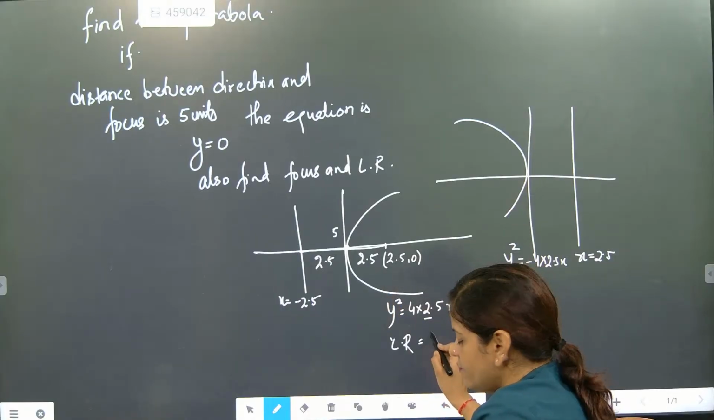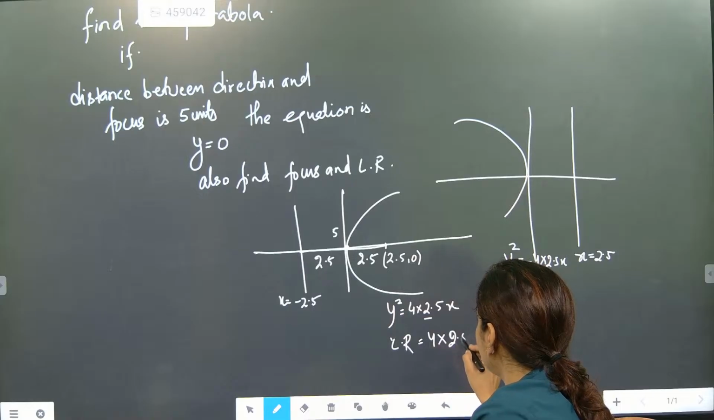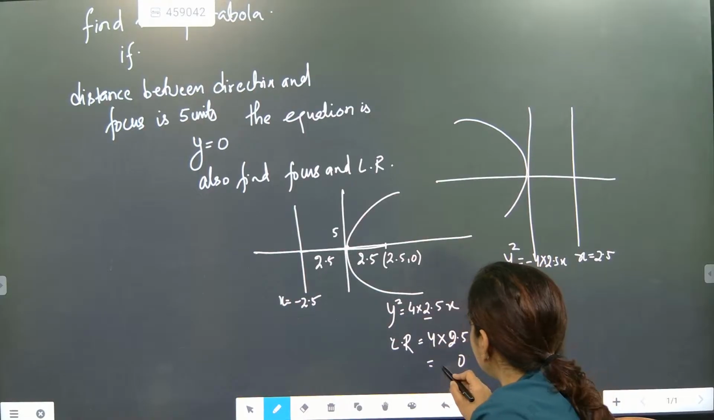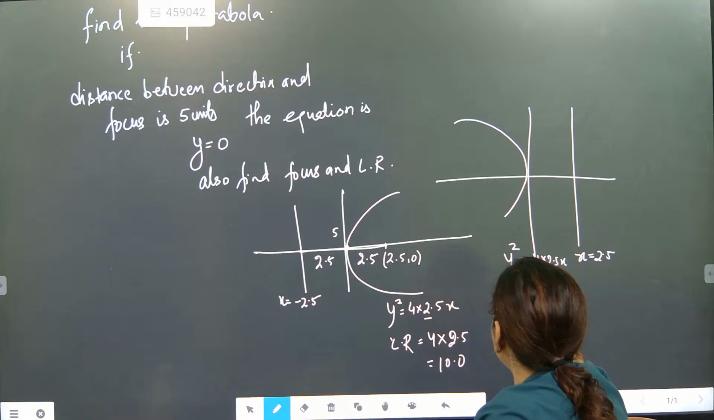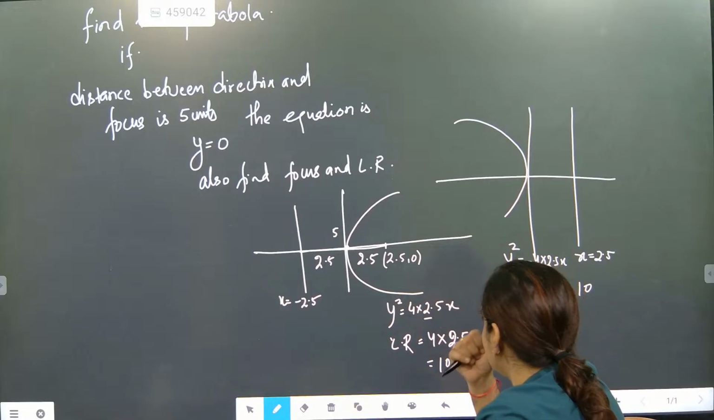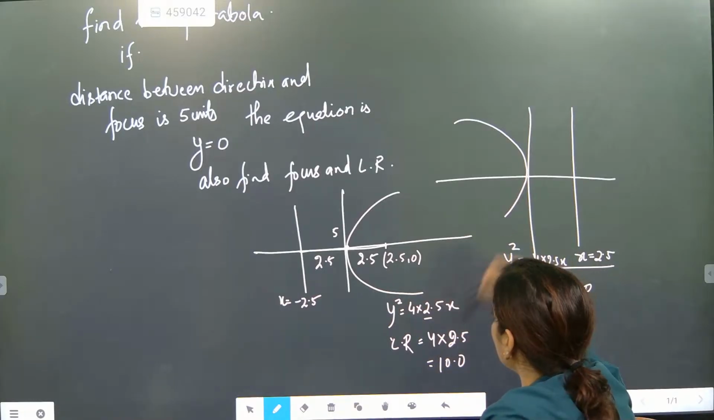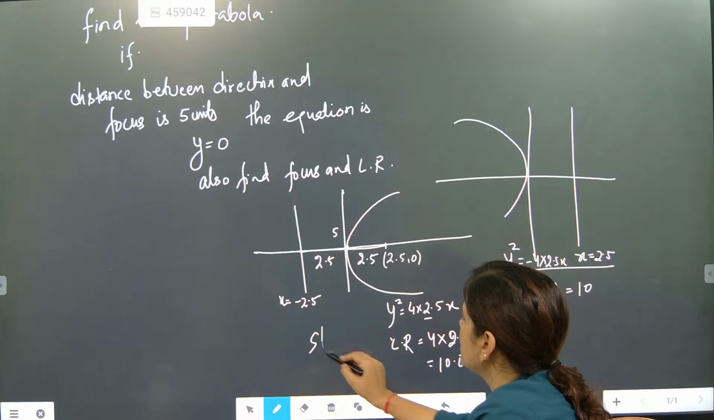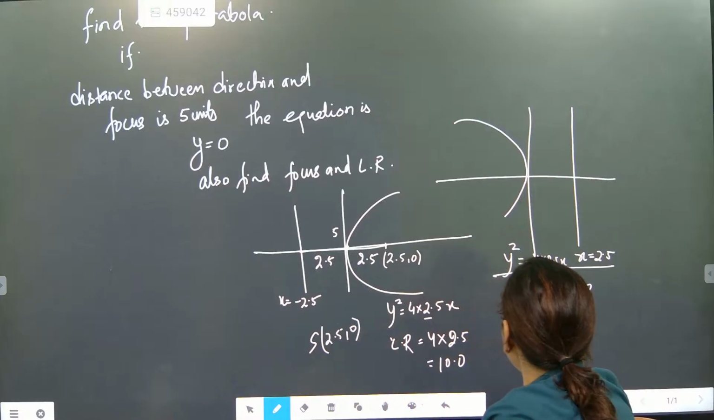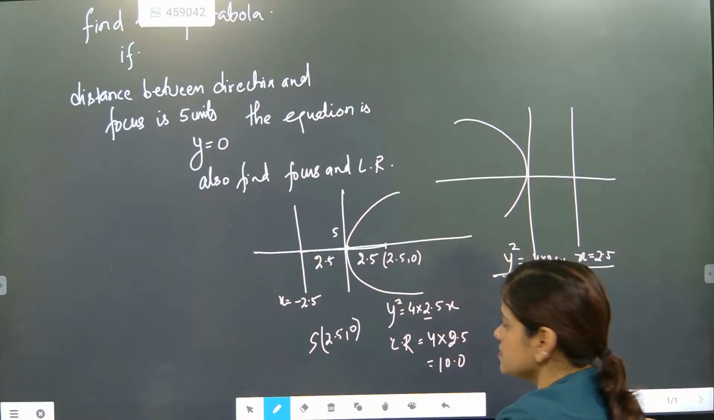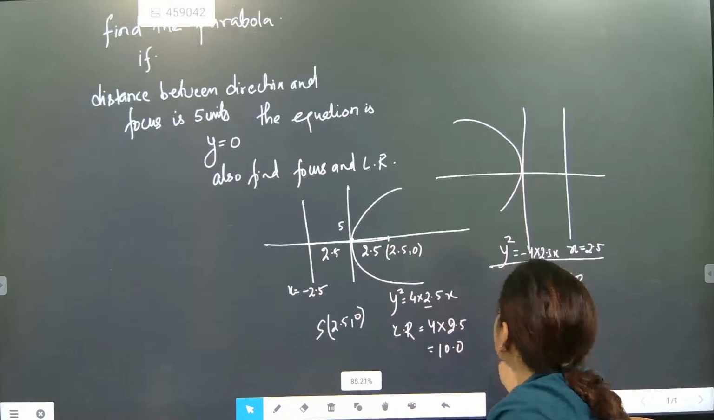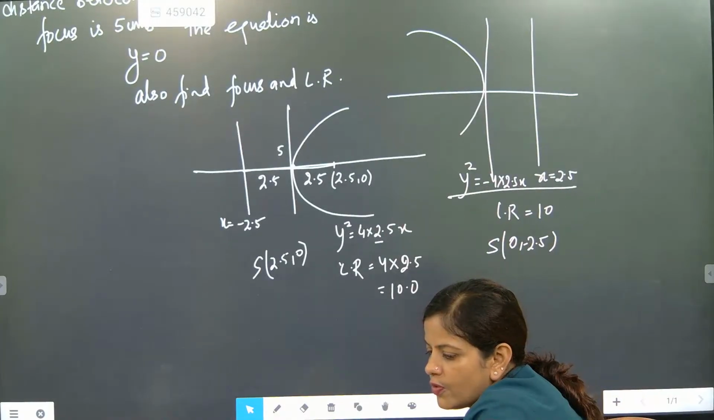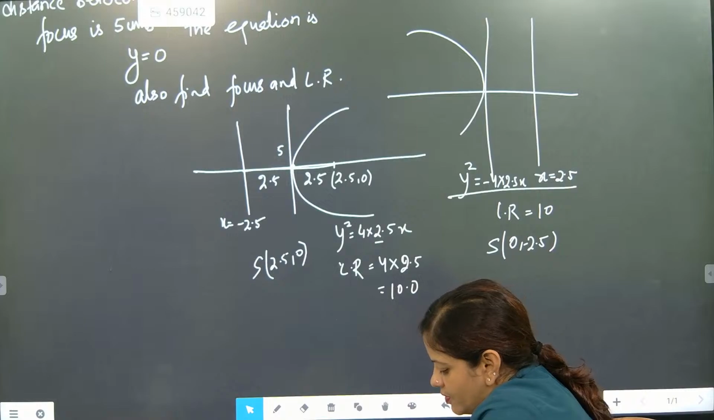So latus rectum will come 4 into a, that is 2.5. So 4 fives are 20, 4 twos are 8, 9, 10. Understood. So here also the latus rectum remains the same. Latus rectum will not change in both situations. Only the equation will change and the focus will change. Here the focus will become 2.5, comma 0, and here the focus will become minus 2.5, comma 0. Okay, note down please. So focus will be playing a vital role. So please remember this one.